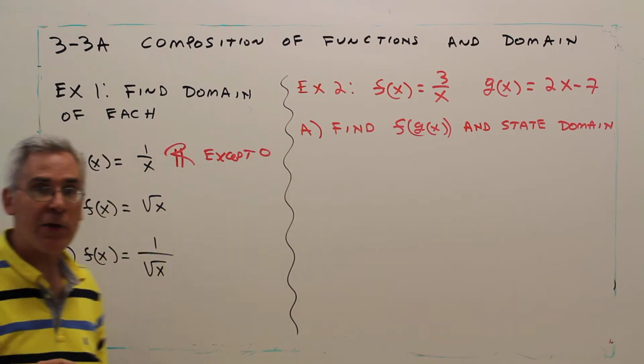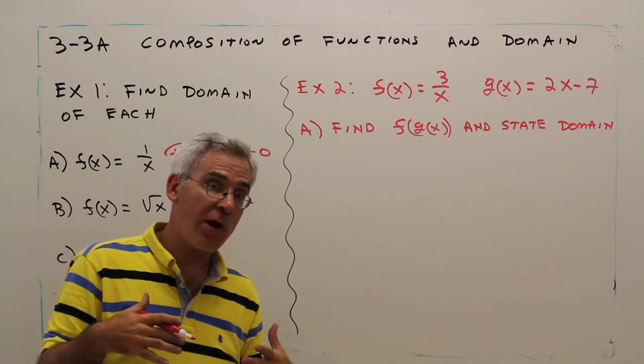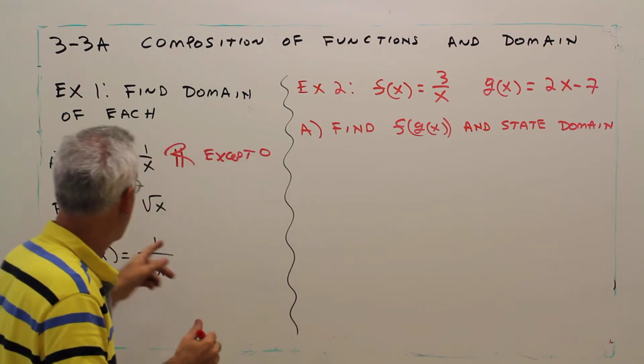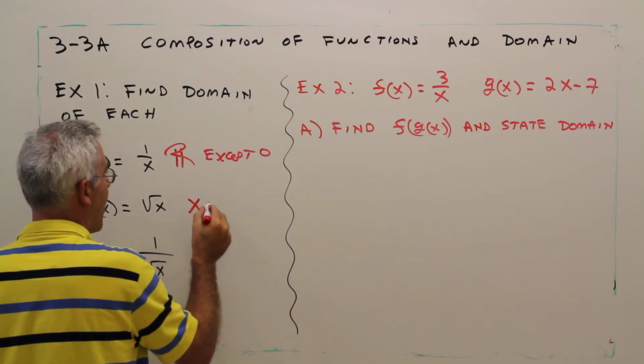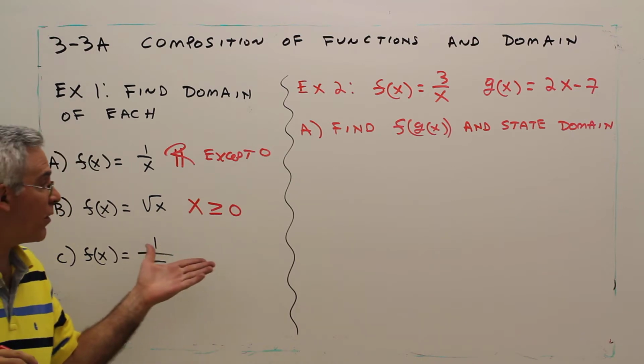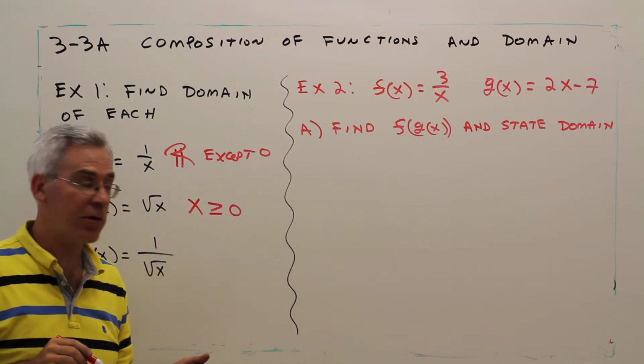For the square root of x, remember, we can't take square roots of negatives. I can take a square root of 0 or a positive. So this is all x greater than or equal to 0. It can be 0 or positive.